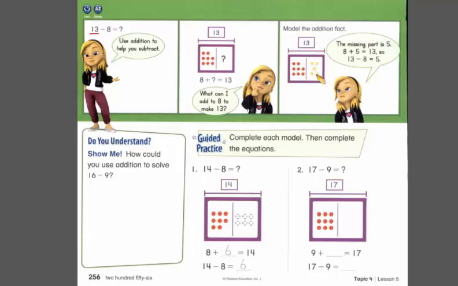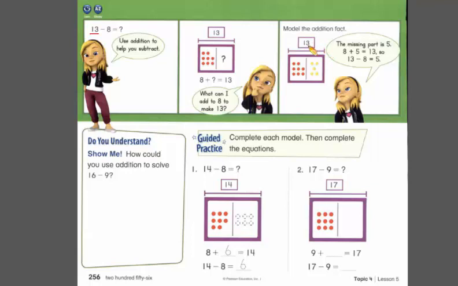Yes, I will start counting on after 8 to reach 13. So how many more counters will you draw? I will draw 5 more counters. So 13 minus 8 equals 5. If I want to do the addition equation, 8 plus 5 equals 13.